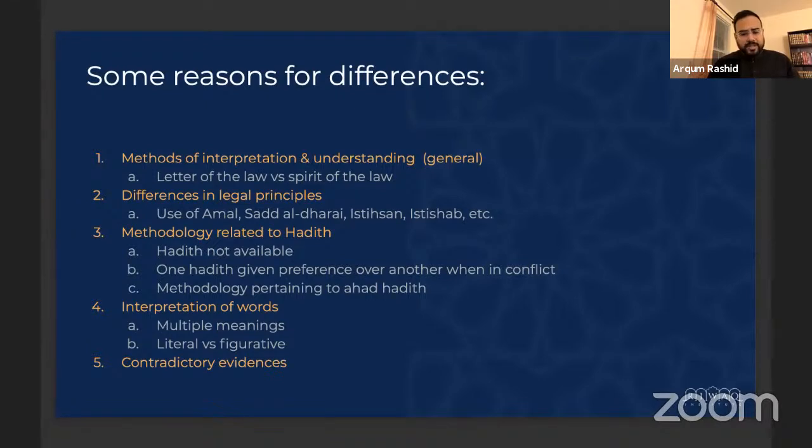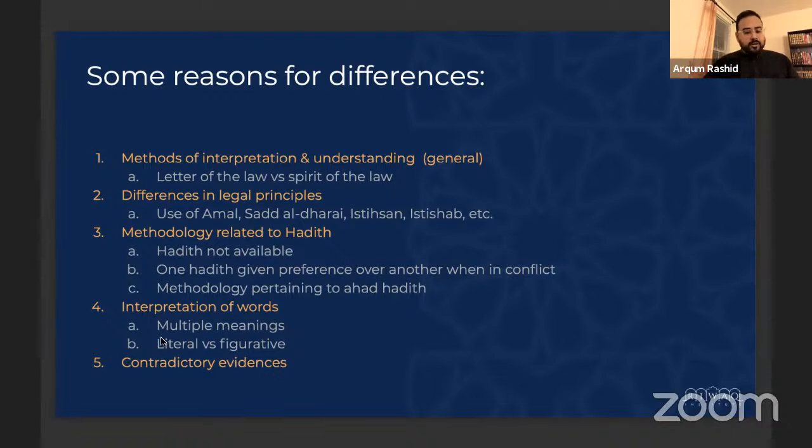Number four, interpretation of words. There are multiple things that can fall under this. Two that I highlighted here are multiple meanings. So one word in Arabic can have multiple meanings. Which meaning do you use to understand that verse or understand that hadith? If you choose one meaning over the other, it can have drastically different outcomes. And we will actually look at one of the examples that falls under this category. The next one is literal versus figurative meanings. So do we take the literal understanding of that word? What if there are other reasons why we can't take it? So this is another one that we will look at examples.